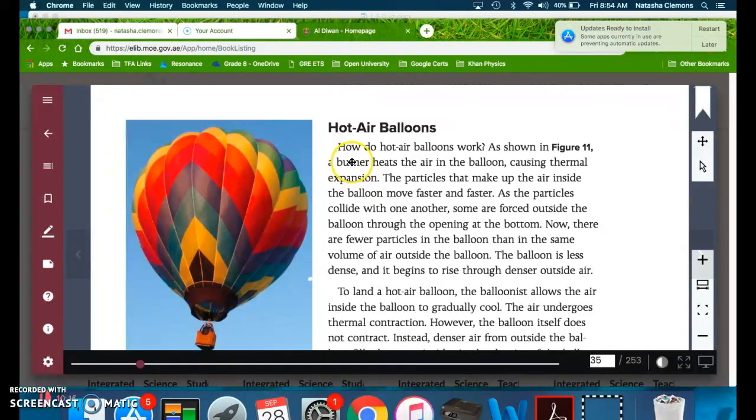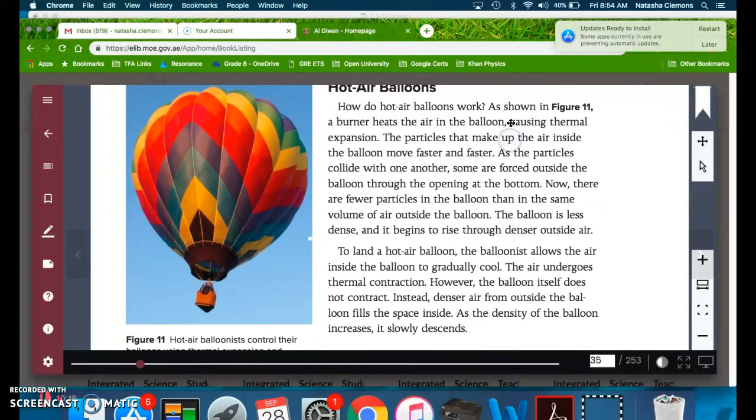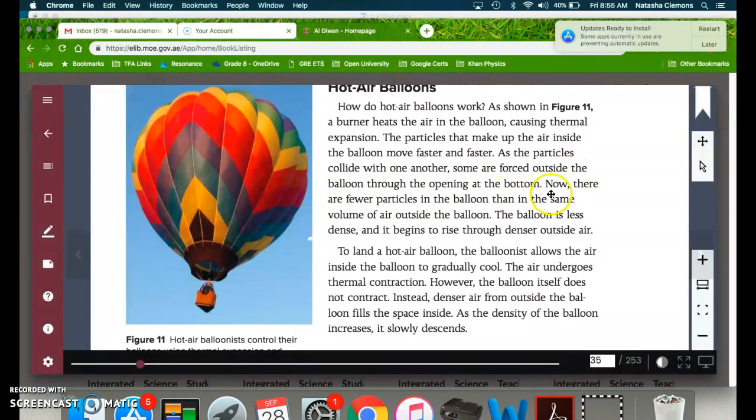Hot air balloons. How do hot air balloons work? As shown in Figure 11, a burner heats the air in the balloon, causing thermal expansion. The particles that make up the air inside the balloon move faster and faster. As the particles collide with one another, some are forced outside the balloon through the opening at the bottom. Now there are fewer particles in the balloon than in the same volume of air outside the balloon. The balloon is less dense and it begins to rise through denser outside air.